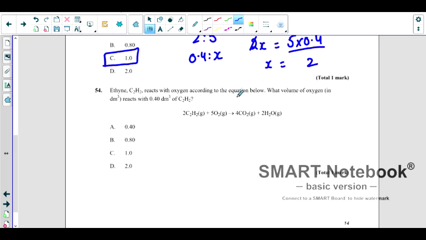Ethyne reacts with oxygen according to the equation below. What volume of oxygen reacts? It is the same question, I think. Yes, question 54, a repeat question.